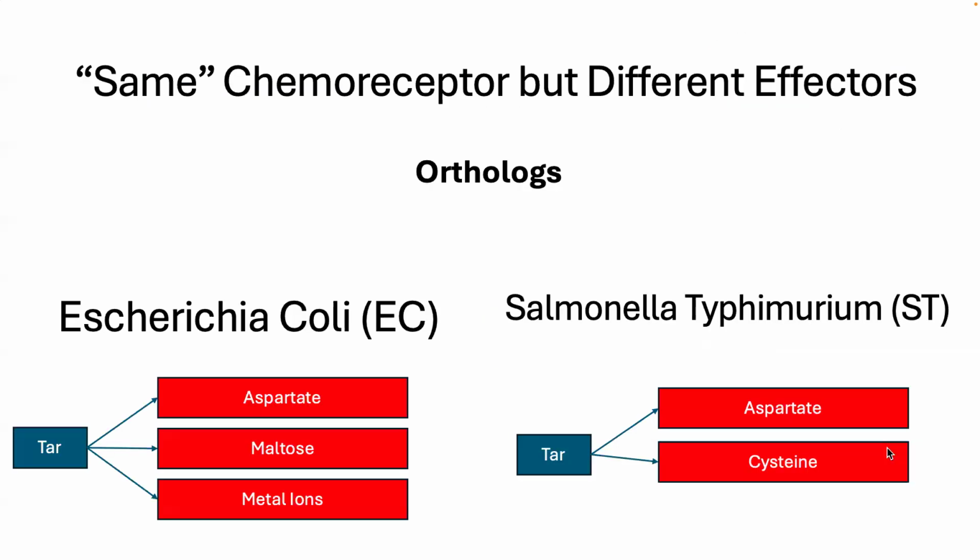So the first one is looking at these two, and these are orthologs. They both have Tar. And what do they actually sense? Well, they do sense one thing, aspartate. They both sense that, but the other two are different. But what can we observe in the structure, the amino acid structure, and the folding for each one of these?